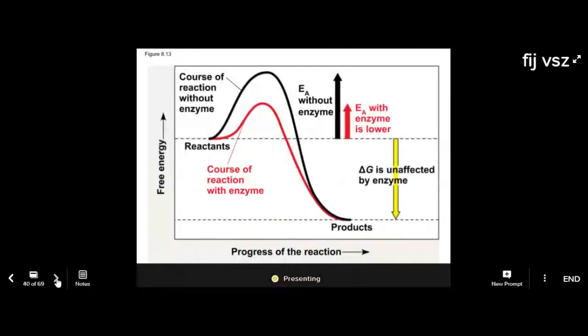You don't write this down. Here we go. So I think you already have this. But what they do is they lower this curve right here. They don't affect the delta G. They just make it faster for the reactants to react and become products by lowering this hump here.